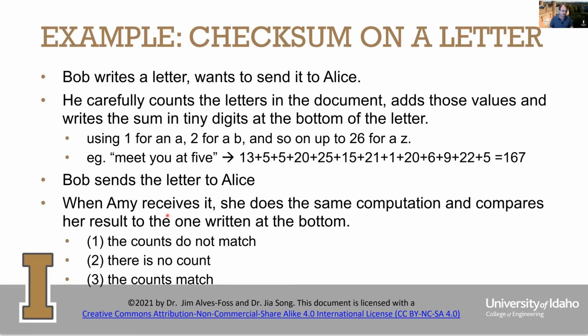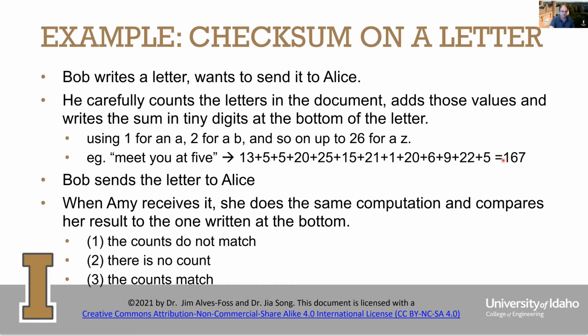So let's say Bob writes a letter and sends it to Alice. Here's an example of a checksum on a letter. He carefully counts the letters in the document, the number of characters, and converts them to numbers. So A is a 1, B is a 2, etc., up to 26 for Z. He adds up the numbers of those letters. So like "meet you at 5", adds up those, the total is 167.